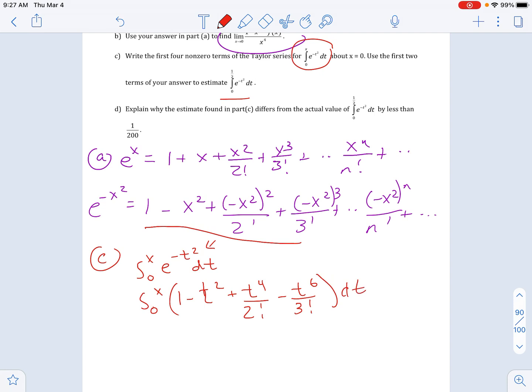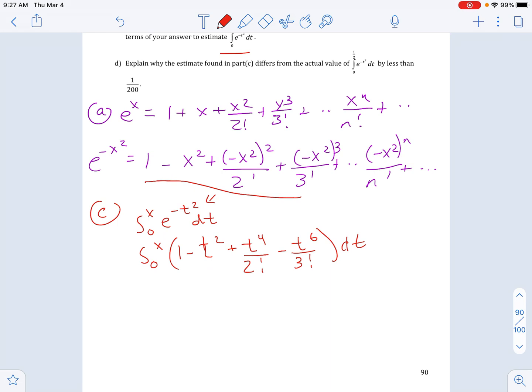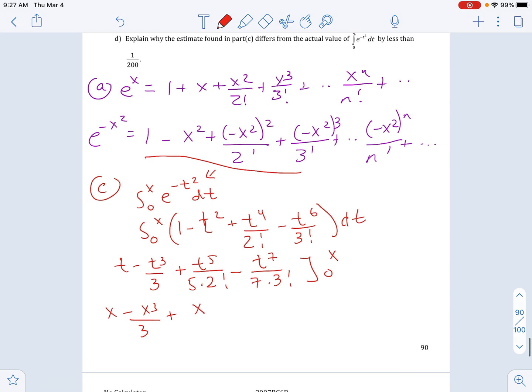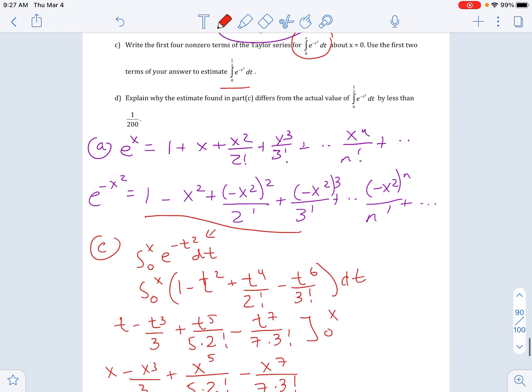Right? Once we start working with the series, this is when I want to simplify things a little bit just to make it easier. So if I integrate this, I get t minus t cubed over 3 plus t to the 5th over 5 times 2 factorial minus t to the 7th over 7 times 3 factorial. And let's plug in our bounds. So when I plug in x, I end up with this. And when I plug in the 0 bound, everything zeroes out. So this is going to be the first four non-zero terms of the integral.